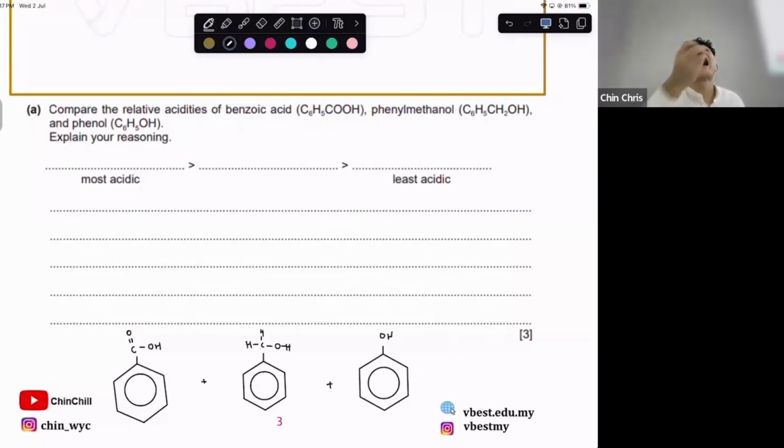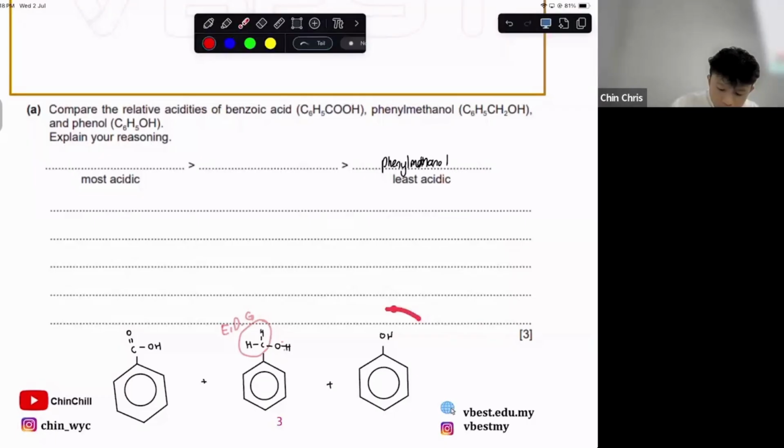Think about it, guys. Benzoic acid. Because it's definitely not phenylmethanol. I think that's the weakest. You're right. Phenylmethanol is the weakest. Well done. Why? Because what is this? Very long electron donating group, right? So I know that phenylmethanol is definitely the least acidic. Okay, next. What about this one?